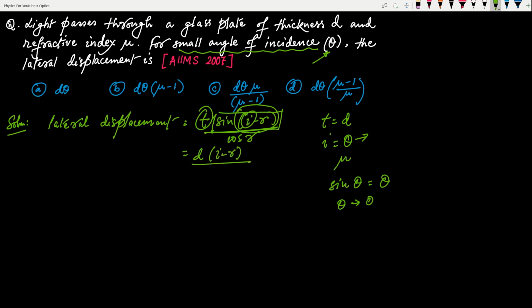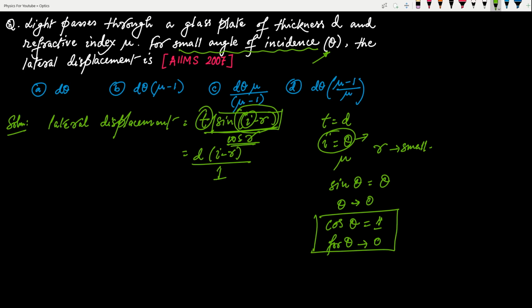And if the angle of incidence I, which is theta, is small, then absolutely r will also be very small, isn't it? We know that for a small angle, cos theta is equal to 1 for theta tending to 0. This is the mathematical concept. So we can say that since r is small, cos r will be equal to 1. This much is clear. If this is clear, then the sum is very easy.